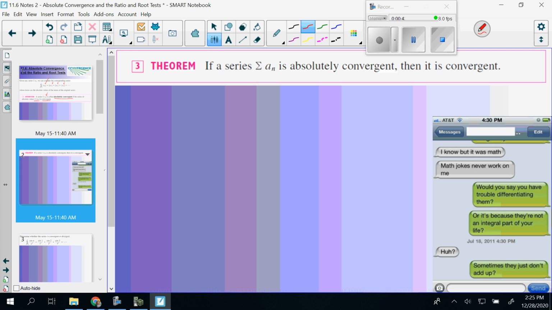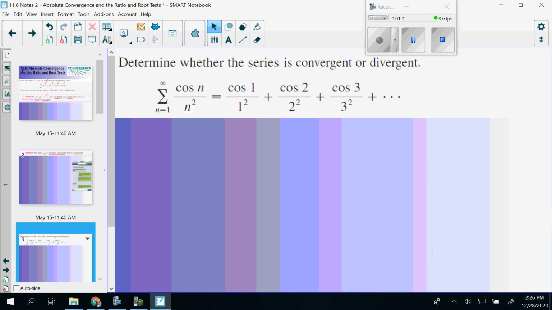So kind of restating that, if a series A sub n is absolutely convergent, then it's known to be a convergent series. So we're going to look at some where we're going to use this absolute value method in order to say whether something is convergent or not. So let's take this series. We are going to try to determine if this series is convergent or divergent.